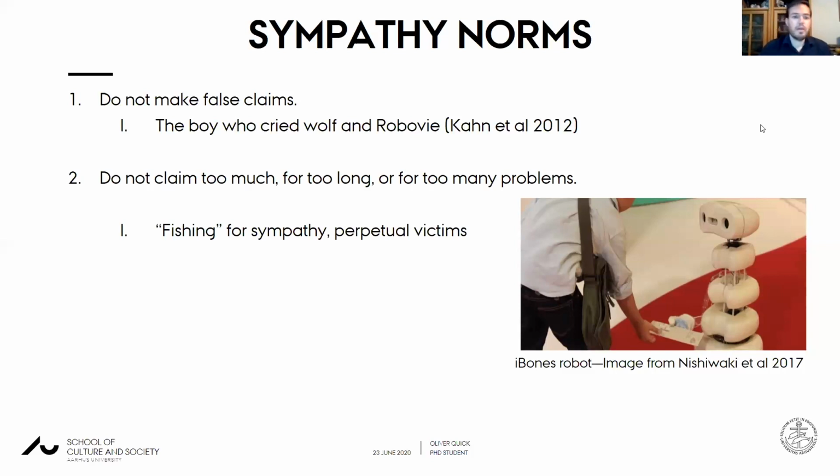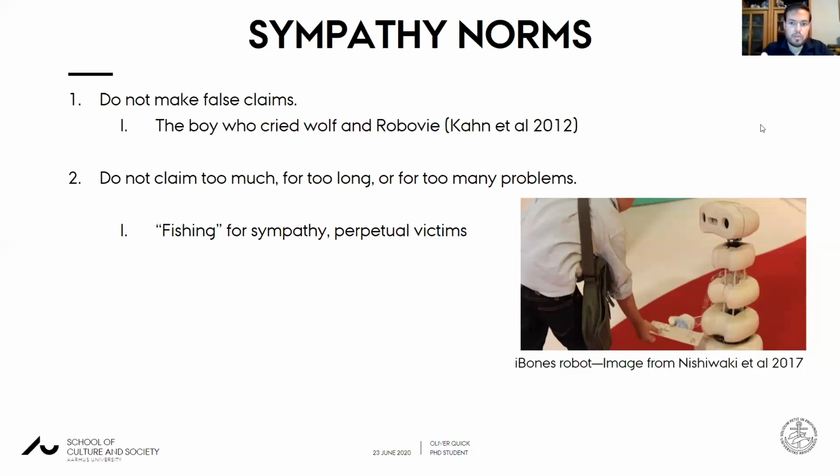The second rule, don't claim too much for too long or for too many problems. This one, I think everyone has probably met someone in their lives or knows someone who constantly fishes for sympathy. They present themselves as perpetual victims. They always have a litany of problems. Or if it's not having too many problems, then they have the same problem which they simply never get over. Or they're constantly demanding too much sympathy from you. They always want more.